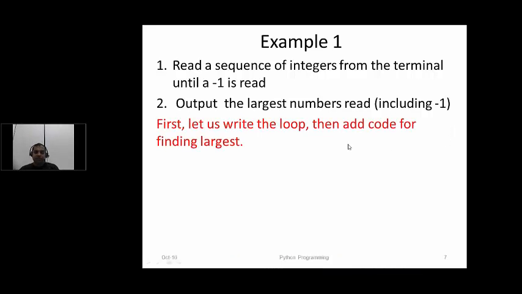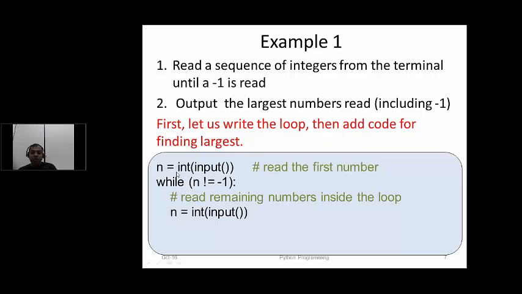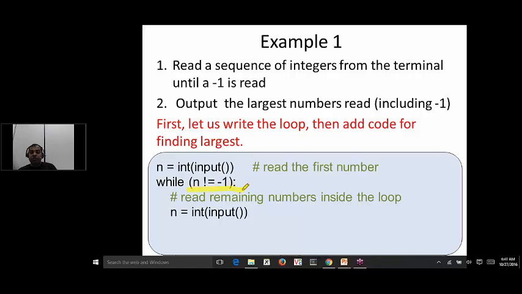So let's attempt this, and first we will write the loop, and then only we will add code for finding the largest number. Okay. So what do we want here? We want to read an input given by the user. So we are reading the first number into n, and we are checking whether n is -1 or not. Even the first input can be -1, so we have to make sure we compare it against -1. If n is -1, we don't have to proceed any further within the loop, we can just exit. But if n is not -1, we have to check the next input. So we are reading the remaining numbers inside the body of the loop. Okay, so is this program clear?